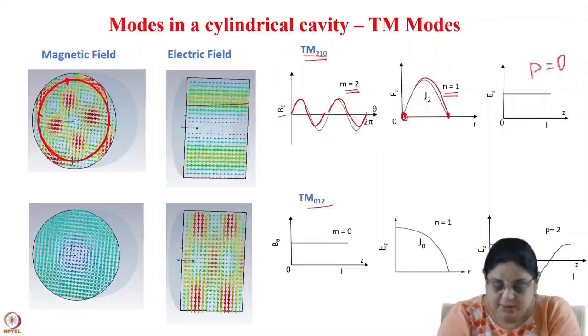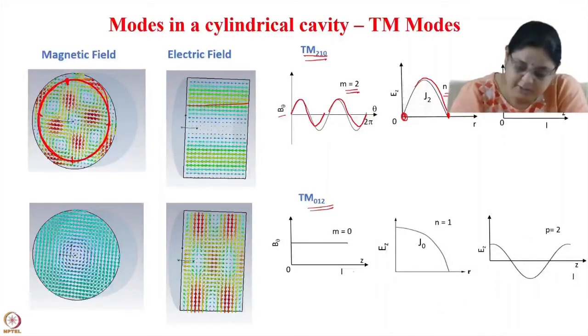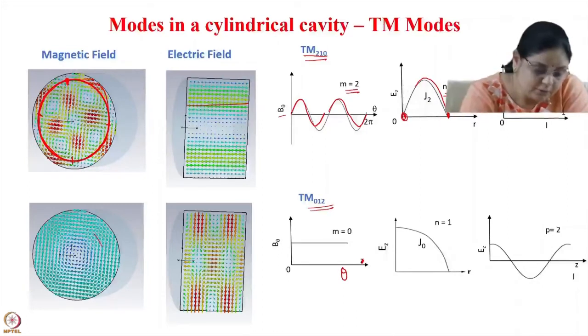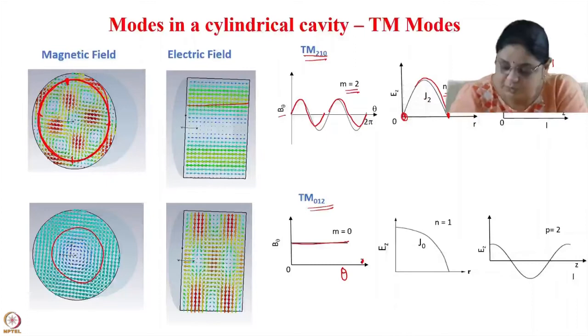The next mode is TM012. In this mode, again, if you plot B theta with theta, there is no variation in the field. So it is constant. M is equal to 0. Now, since M is equal to 0, you see the variation of J0 for EZ.